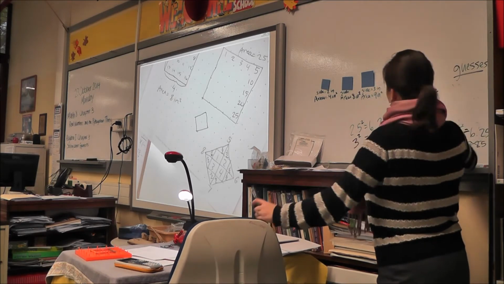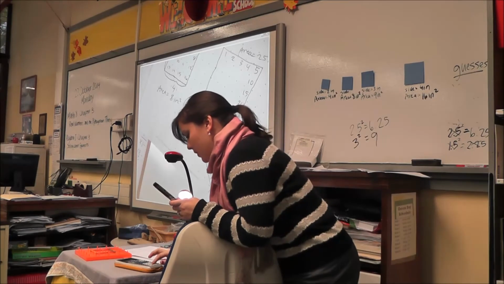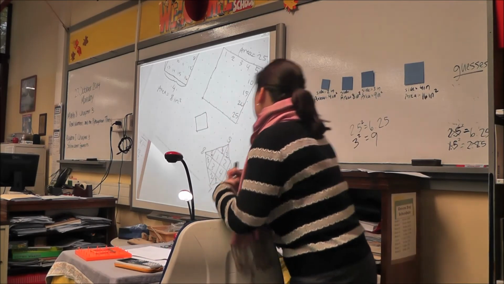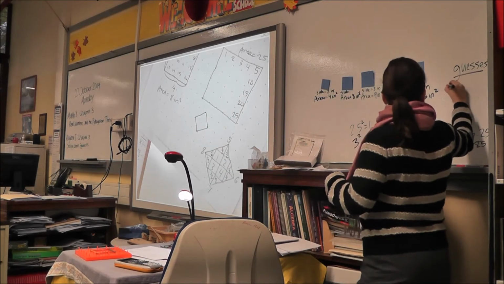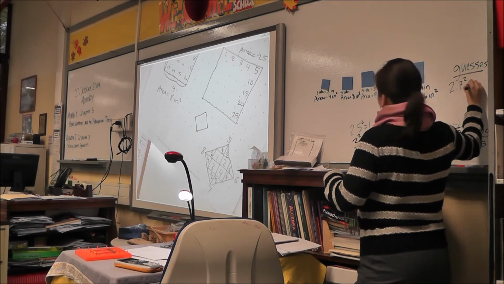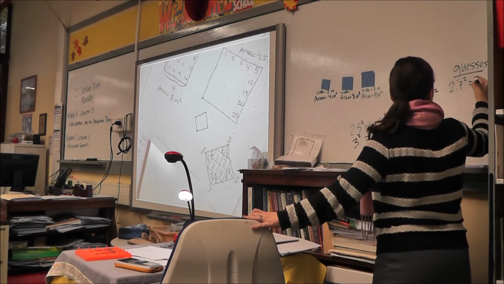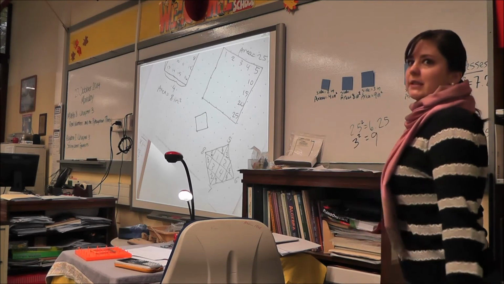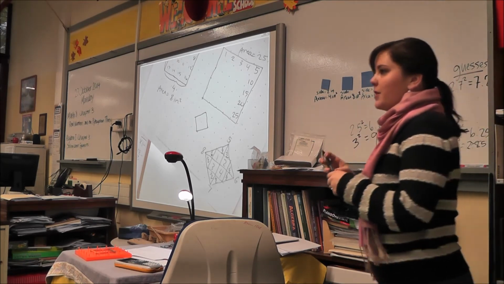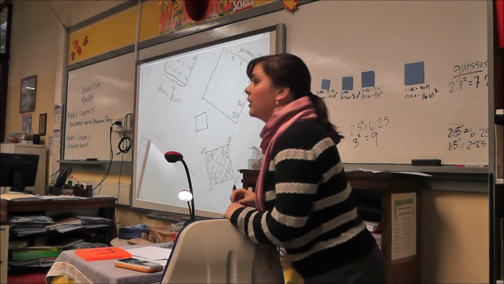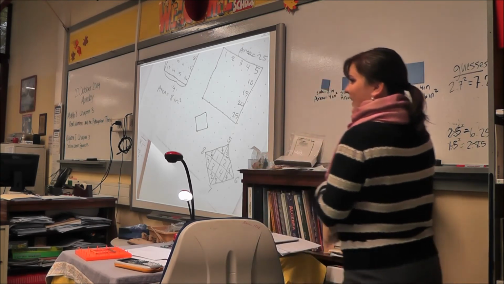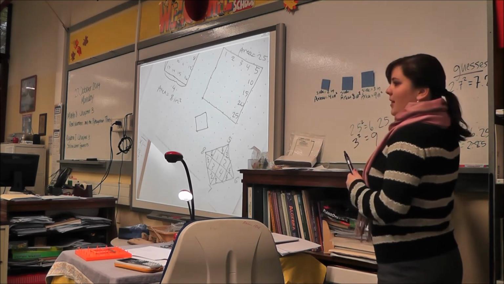2.7. Okay, she says 2.7. So let's do that. 2.7 squared is 7.29. Can we do 2.9? So we got close. Okay, Jordan, what do you want to guess? 3.5? No. 2.9? Okay, look back here.